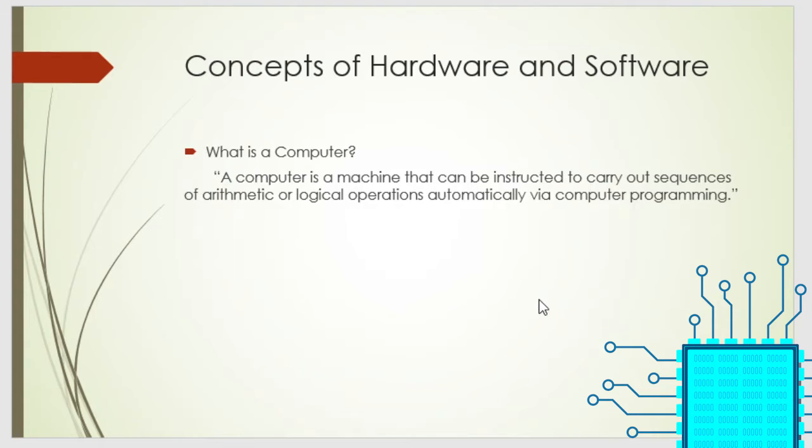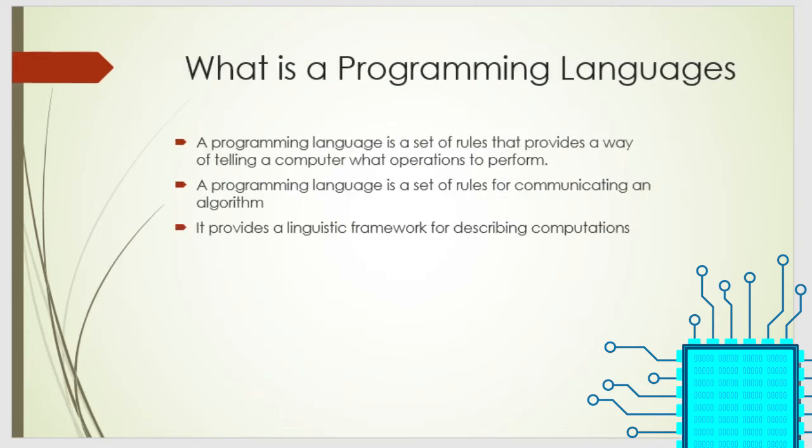A computer is a machine that can be instructed to carry out sequences of arithmetic or logical operations automatically via computer programming. Then what is a programming language? A programming language is a set of rules that provides a way of telling a computer what operations to perform. It is a set of rules for communicating an algorithm. It provides a linguistic framework for describing computations.